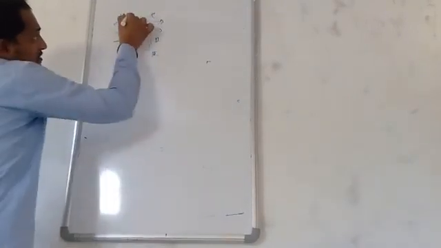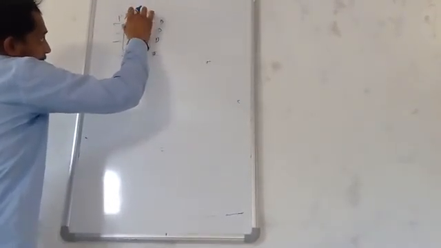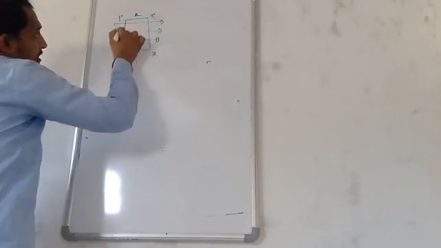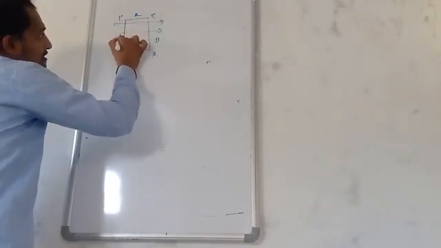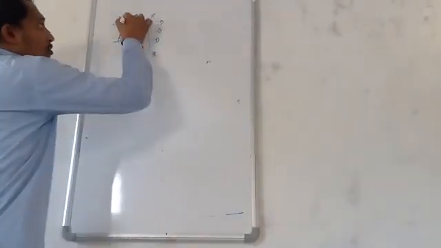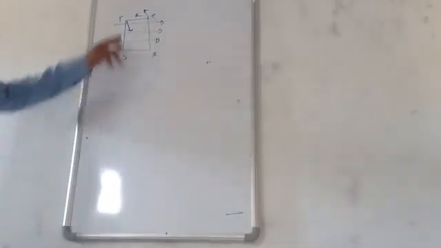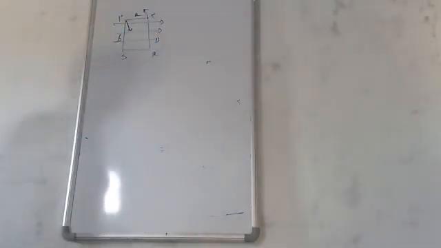Okay, this is the A and this is the B side. So this is a rectangular coil. The force acts like this due to the torque. This is the perpendicular distance between the forces.